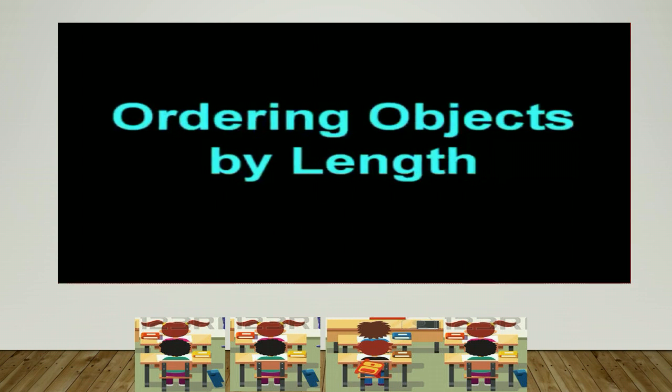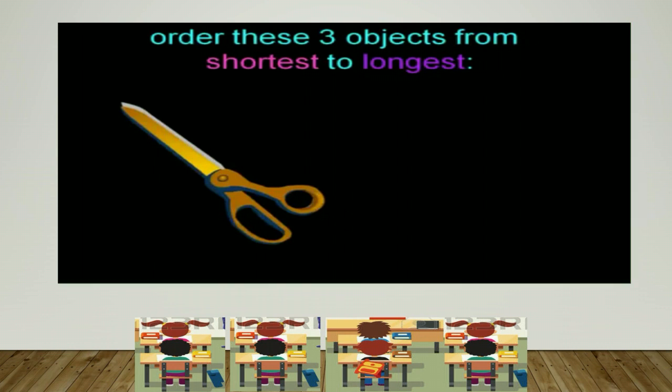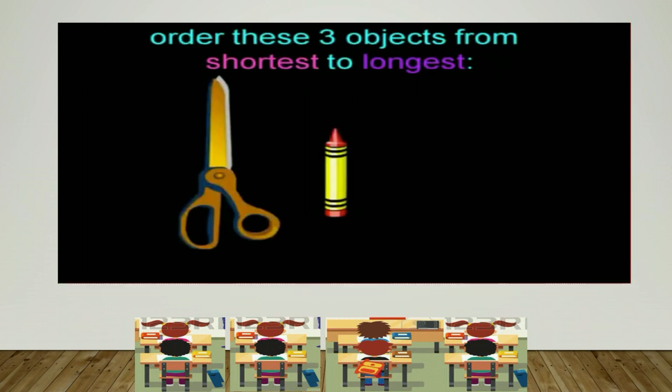In this video, you will learn how to order objects by their lengths, and also how to compare the lengths of two objects by using another object. So let's suppose we want to order these three objects from shortest to longest: a pair of scissors, a crayon, and a pen. First, let's arrange the objects so that they are all straight up and down so that we can better compare how long each one is.